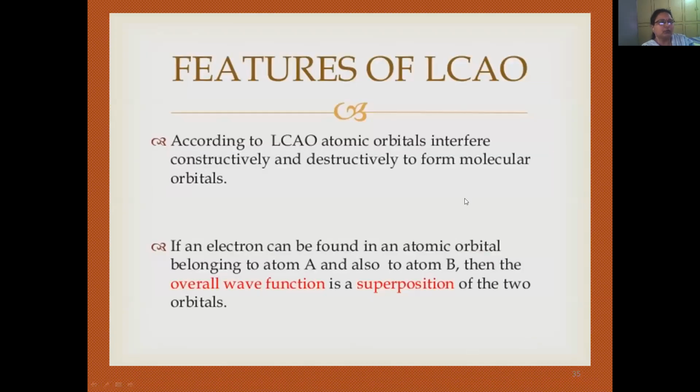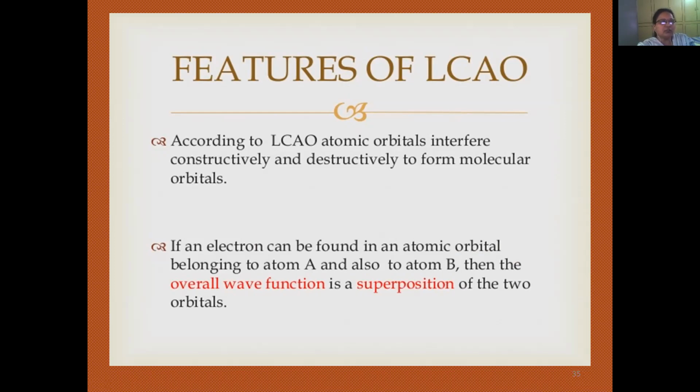Now, coming to the features of LCAO. What is LCAO? It is the linear combination of atomic orbitals. If atomic orbitals combine, they form molecular orbitals. We have just seen the formation of sigma bonds, pi bonds, and then bonding and anti-bonding molecular orbitals. According to the linear combination of atomic orbitals, they interfere constructively or destructively to form molecular orbitals. So they may be constructive or they may be destructive.